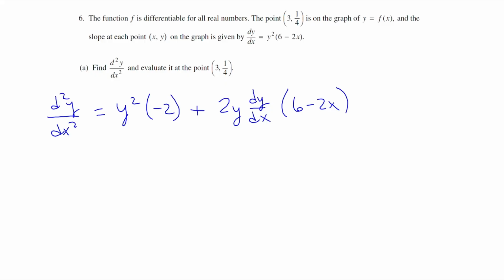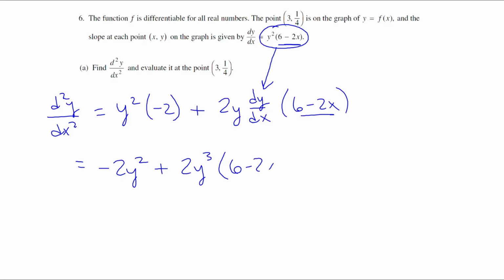And we'll replace our dy/dx with y squared times (6 minus 2x), giving us negative 2y squared plus, now we're going to have a 2y times a y squared, that's a 2y cubed. And we're going to have a 6 minus 2x from here and another 6 minus 2x, so that'll be (6 minus 2x) squared. And they're going to give you 2 points here just for getting that second derivative correct.